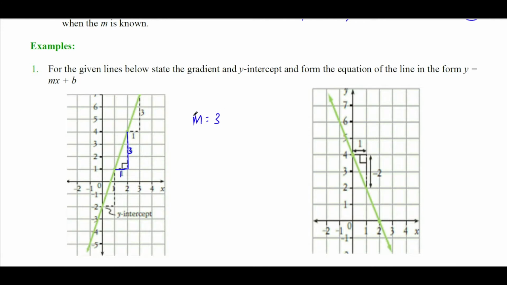Once you get the gradient, you have to determine whether it's positive or negative. This line is going up, so the gradient is a positive 3. Next is the y-intercept. The y-intercept is b. What does b equal? Well, the y-intercept is where the line crosses the y-axis. This is the y-axis, and the line crosses it at this point, so the y-intercept is minus 2. Once we've figured out m and b, we can write the equation of the line. Y equals mx plus b, which is y equals 3x plus minus 2, and plus minus 2 is the same as minus 2.